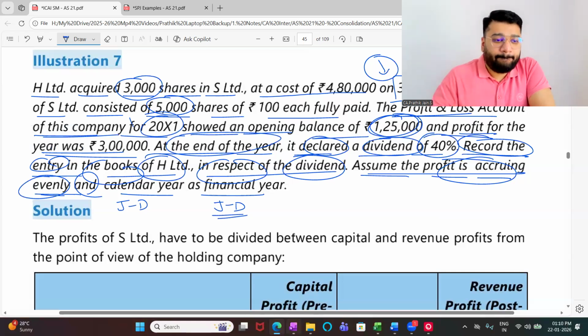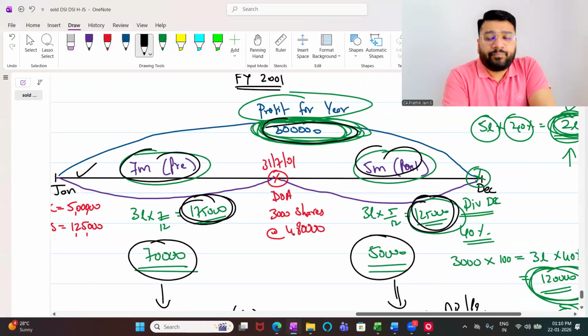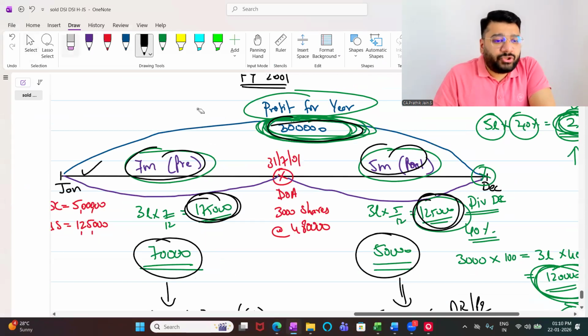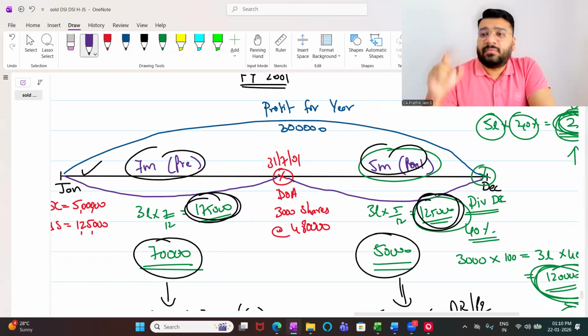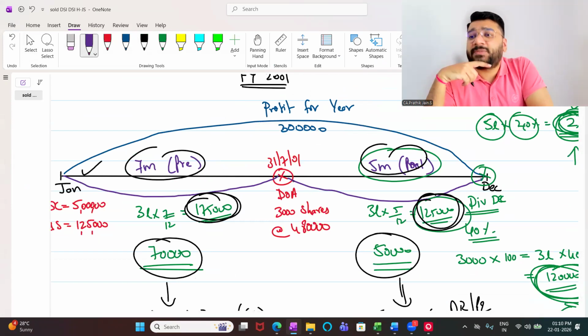Sir, if the current year's profit is sufficient, we take from that, right? Correct. Now imagine the current year's profit is not sufficient. I will take from the past year's profit. So accordingly, the answer will change. Got it, not got it?